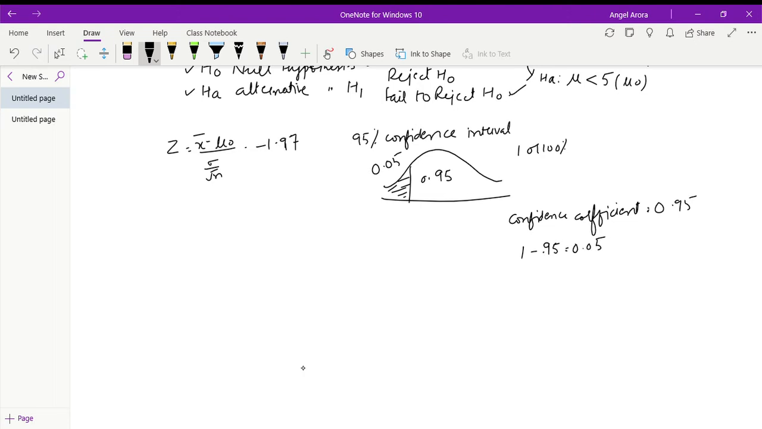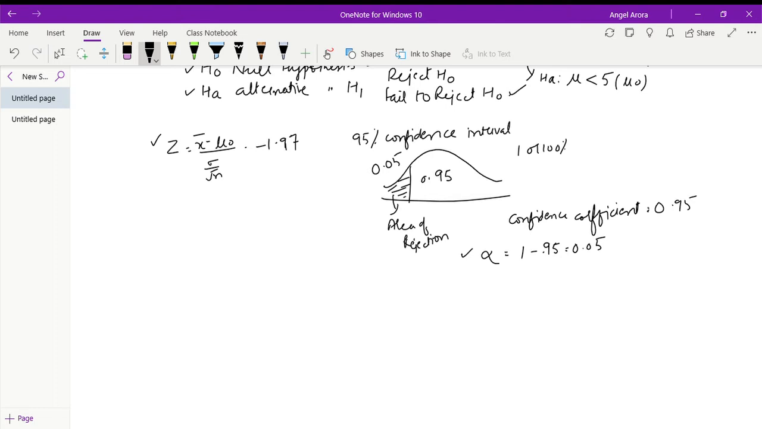That means alpha. The value of alpha is also called the area of rejection, or rejection area. So alpha will be 0.05. This is also called the level of significance, the alpha value. I will tell you more later. So the area of rejection is 0.05. Now the z test statistic, that value is minus 1.97.